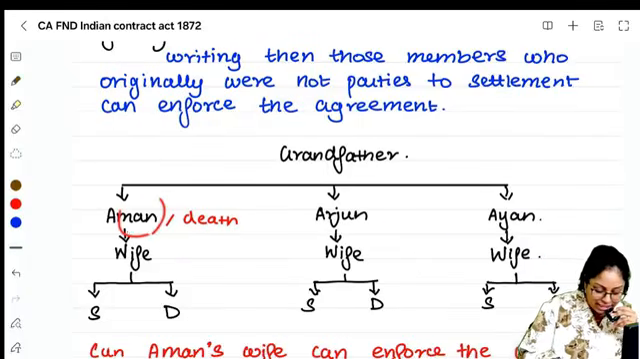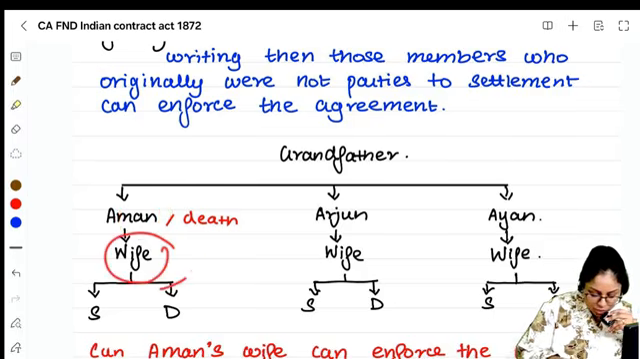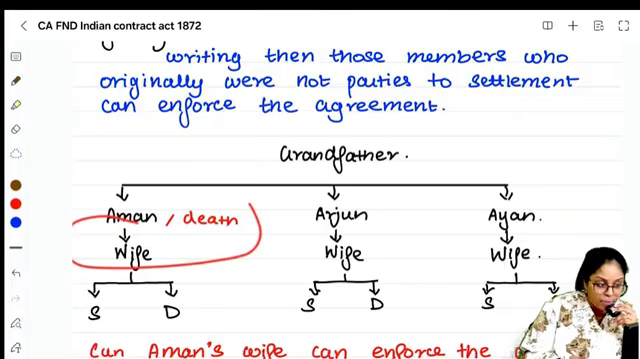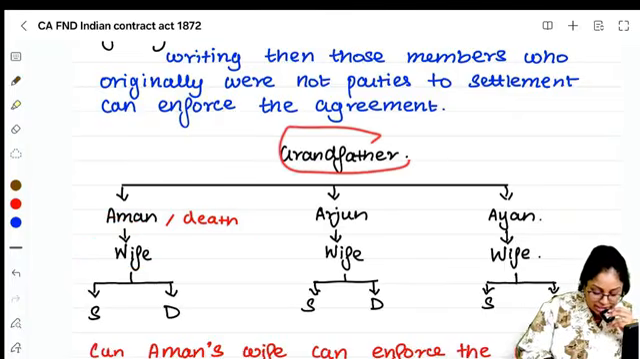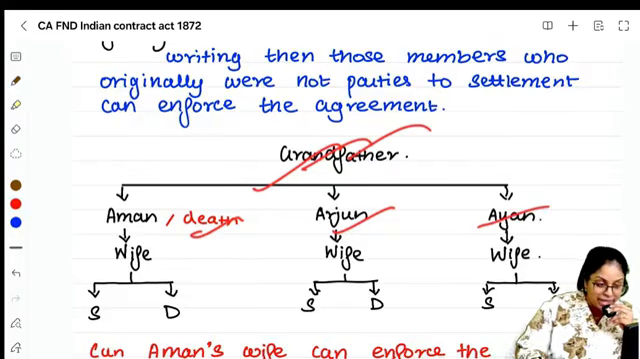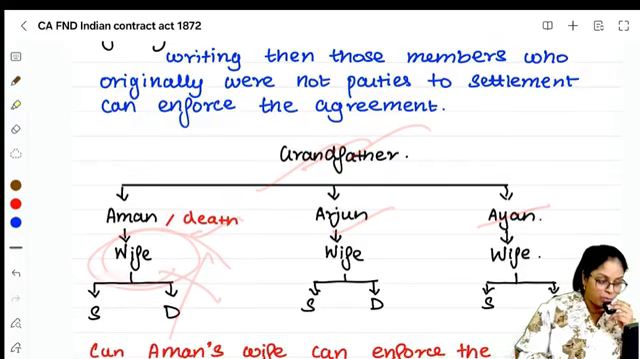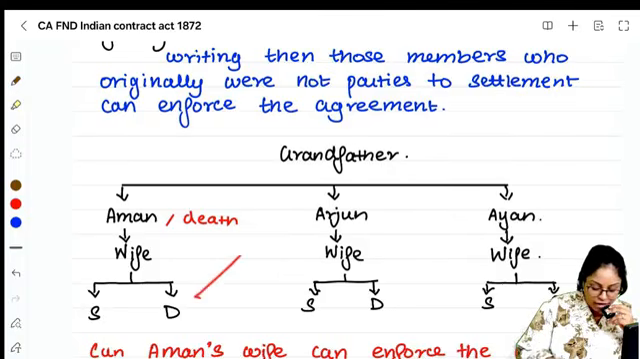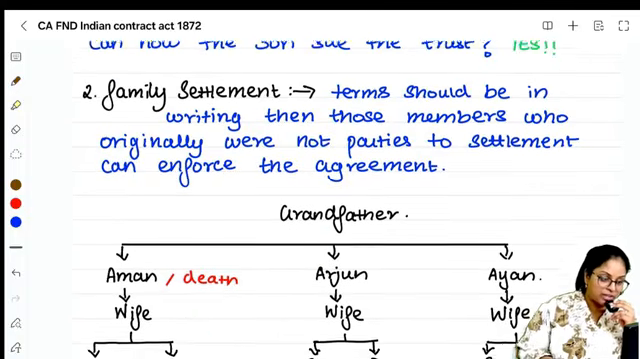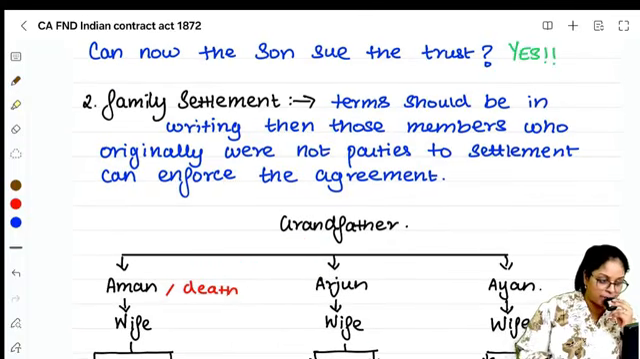Now suddenly Aman dies. Now Aman's wife goes to the grandfather asking for Aman's share of the property. The grandfather says the contract was between me and Aman, me and Arjun, and me and Ayan. You are a third party to the contract. I will not pay you. Now the wife goes and sues the grandfather. Can the wife sue the grandfather?